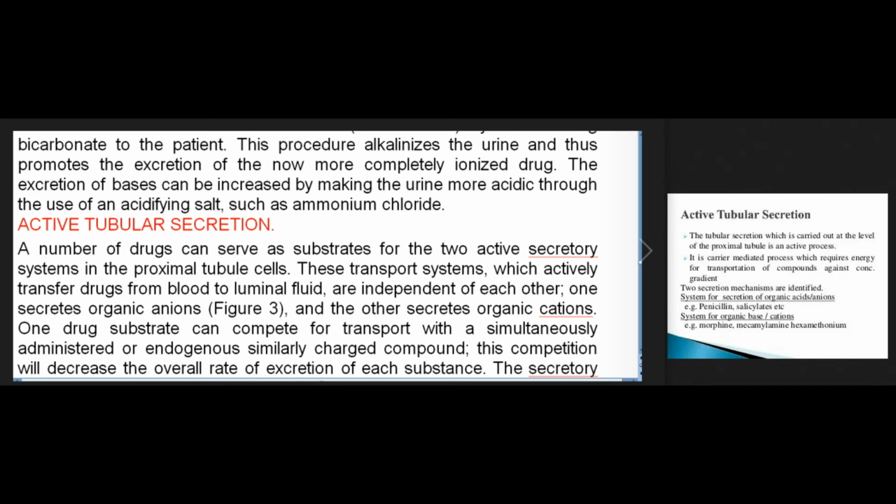Active tubular secretion. A number of drugs can serve as substrates for the two active secretory systems in the proximal tubule cells. These transport systems, which actively transfer drugs from blood to luminal fluid, are independent of each other. One secretes organic anions, figure 3, and the other secretes organic cations. One drug substrate can compete for transport with a simultaneously administered or endogenous similarly charged compound. This competition will decrease the overall rate of excretion of each substance.